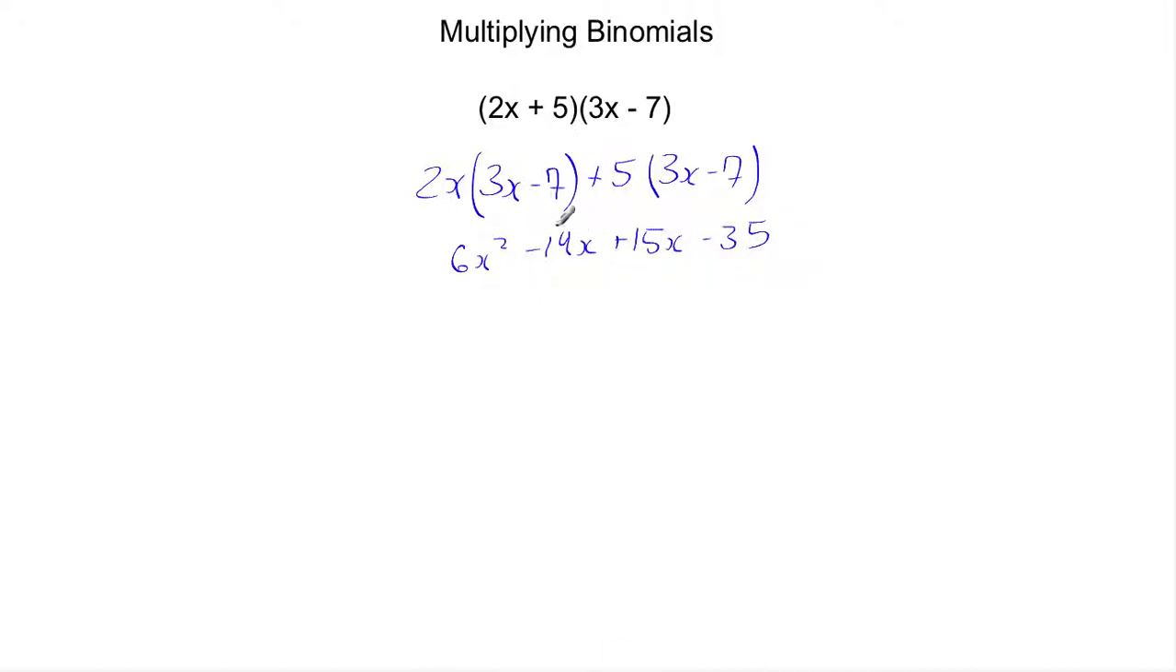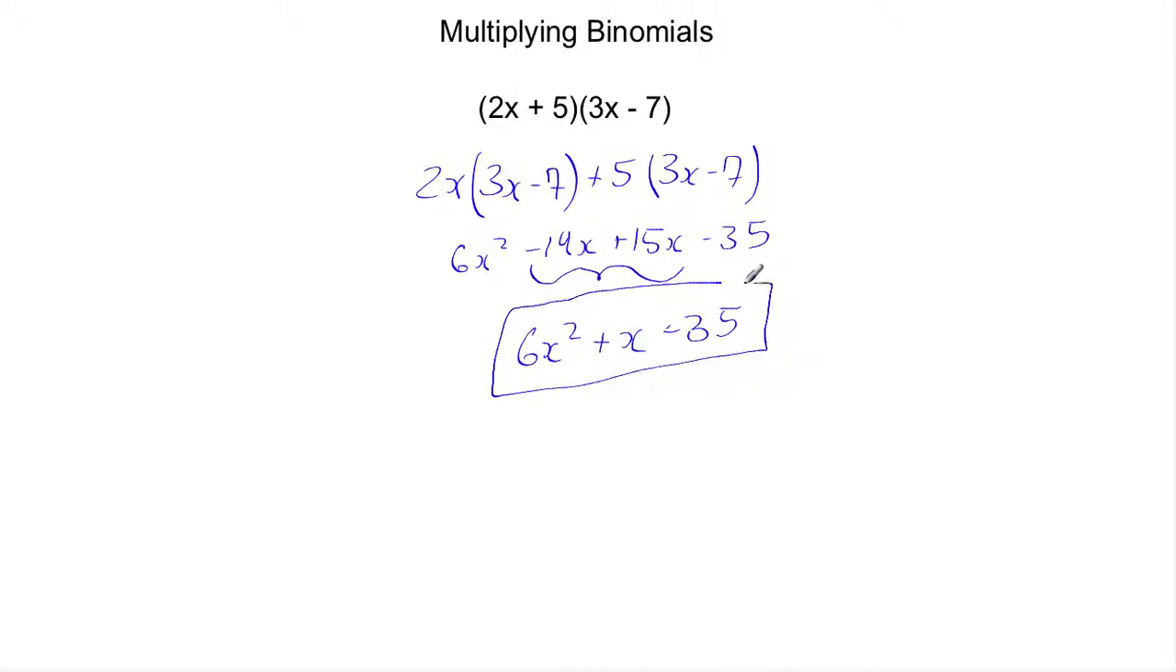The final step here would be to combine any like terms that I have. And I notice that 15x and negative 14x can be combined into a positive 1x. And then I still have this minus 35 on the end. So that is my completed product. I can use this for any binomial.